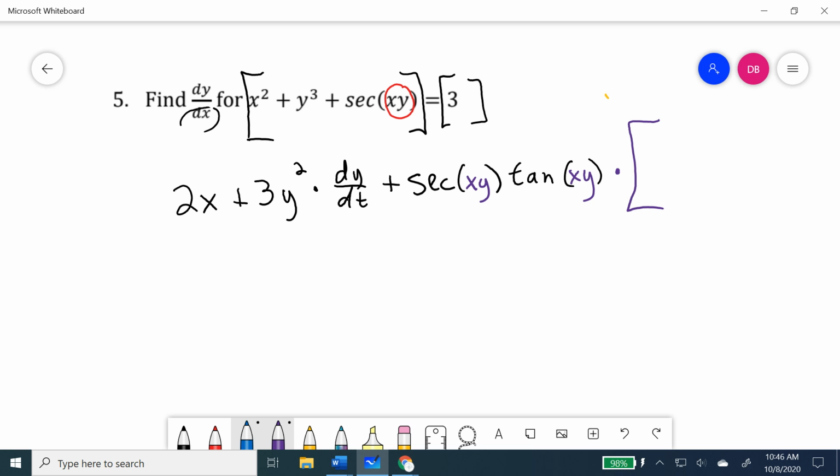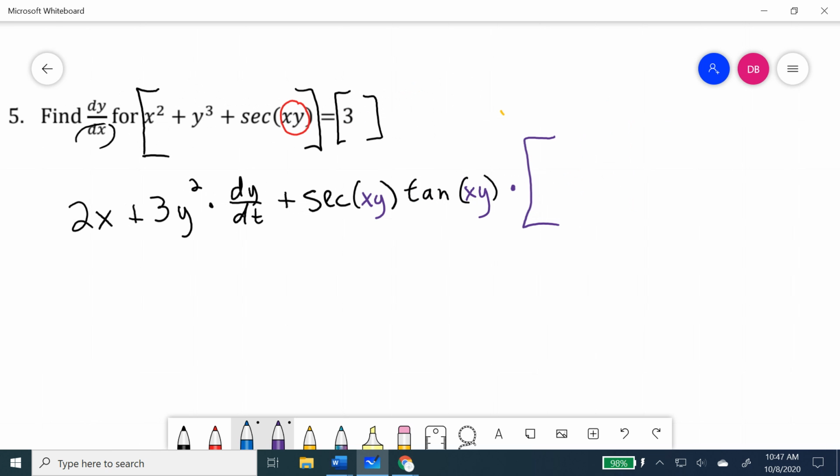Times, and then take the derivative of x times y. Now, the AP test loves to throw at you x times y or x to a power times y to a power in some way, because people will accidentally not use the product rule. You have to product rule the x times y. So we've got keep x multiplied by the derivative of y plus derivative of x times keep the y. And then on the other side of the equation, derivative of constant, 0.